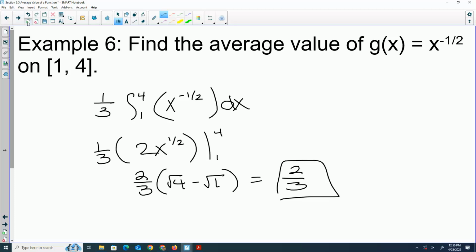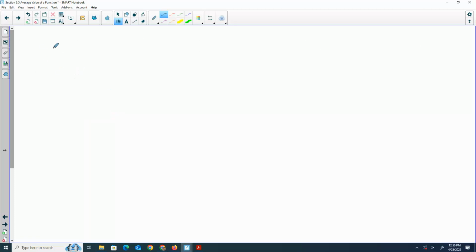I want to add in a quick problem before I do that. So, final example. Are we going to do the example 3 that we skipped? Perfect. Wonderful.